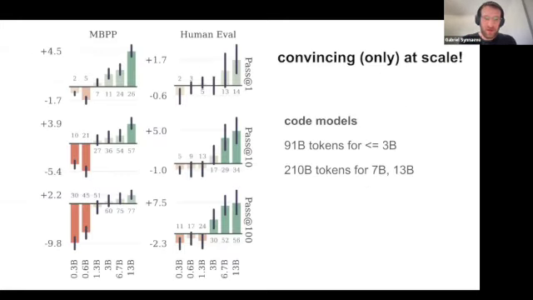Okay, and so let's go back to the scaling laws for this model, the fact that we said it works convincingly only at scale. So what we did then is, looking into the details of the first figure I showed you, we trained models of up to 3 billion parameters with 91 billion tokens. And we trained models for 7B and 13B parameters for 210B tokens. And what we see is really that the trend on average is consistent overall.